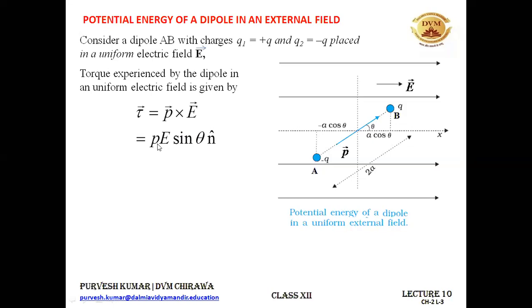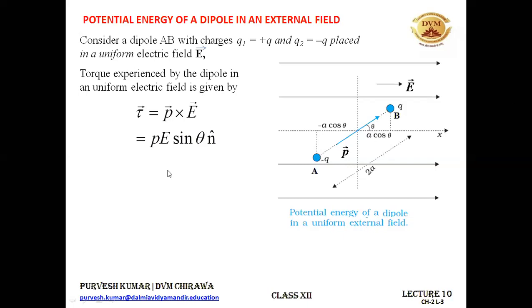And when you solve it out, it comes out PE sine theta, where n cap is the direction of this torque. So it is PE sine theta, where P is the electric dipole moment, that is Q, the magnitude of one of the charges, multiplied by the distance between the charges of the dipole. E is the electric field, and theta is the angle between P and E. So this is my theta, because the direction of P is marked with this blue arrow from minus charge to plus charge, and E is towards the x-axis. So the angle between them is theta.